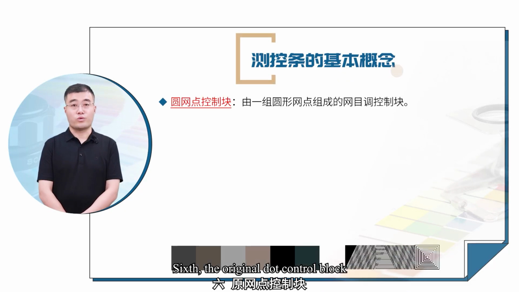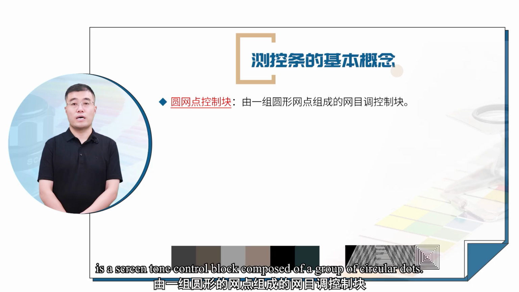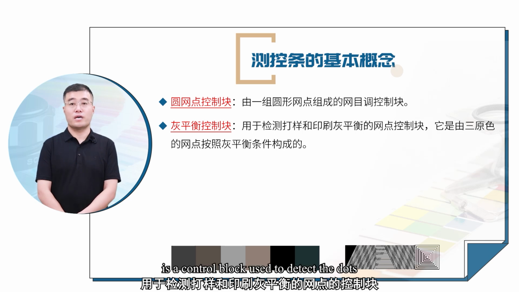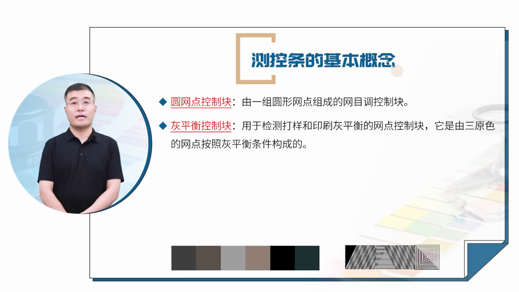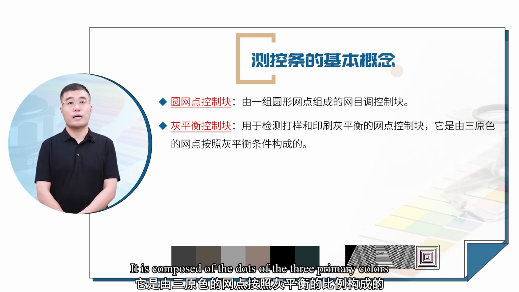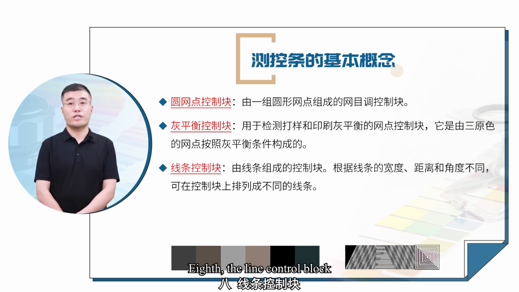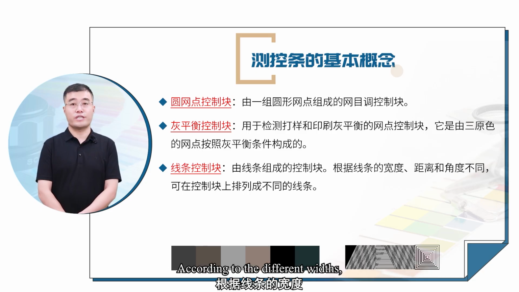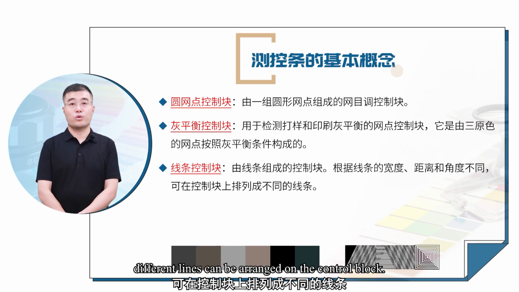Sixth, the original dot control block is a screen tone control block composed of a group of circular dots. Seventh, the gray balance control block is a control block used to detect the dots for proofing and printing gray balance. It is composed of the dots of the three primary colors according to the proportion of gray balance. Eighth, the line control block is a control block composed of lines according to the different widths, distances, and angles of the lines. Different lines can be arranged on the control block.